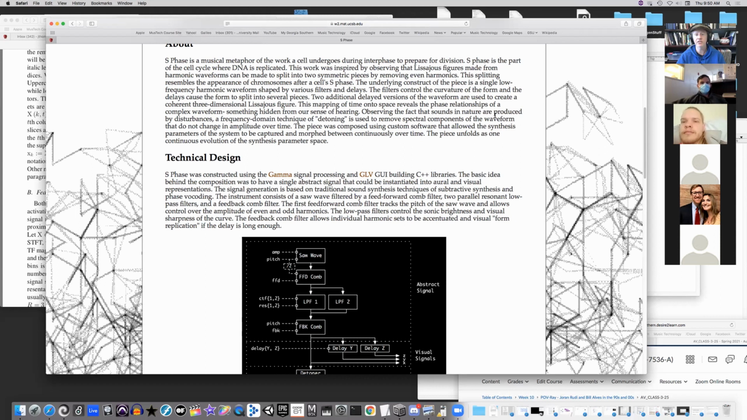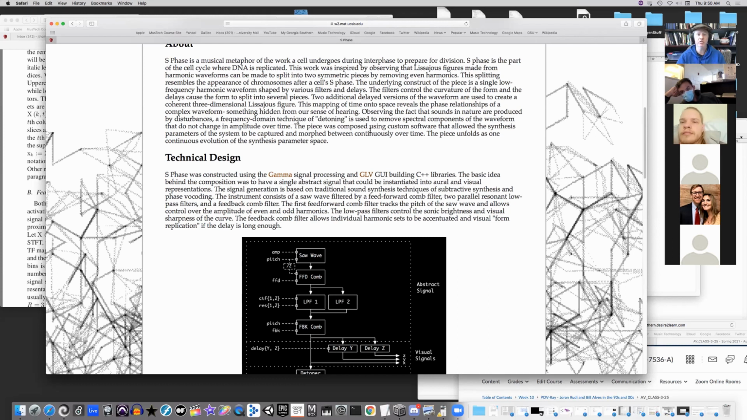Observing the fact that sounds in nature are produced by disturbances, a frequency domain technique of detoning is used to remove spectral components of the waveform that do not change in amplitude over time. So he's trying to remove things that are just static from the sonic part.